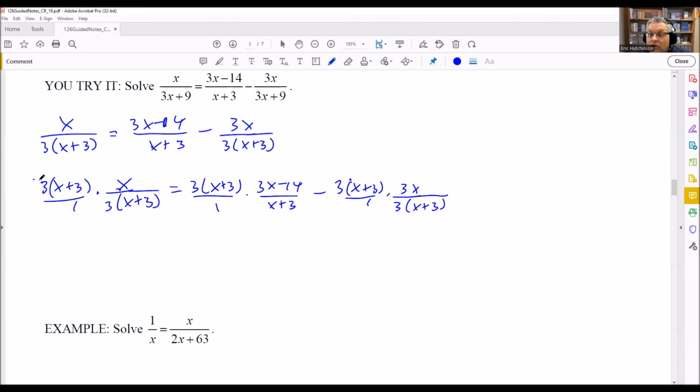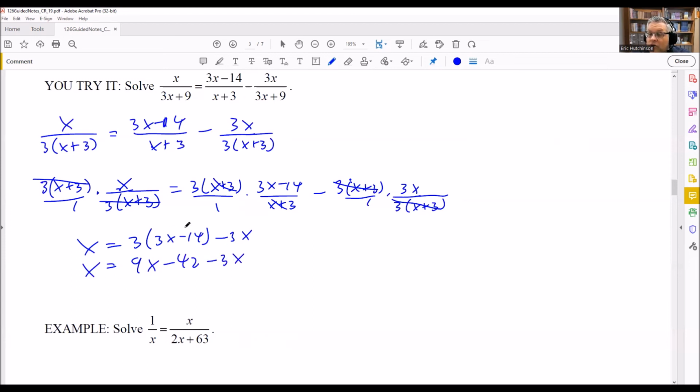And all the things that you need to cancel will cancel because you can visually see what you're going to cancel here. Like for instance, these are going to cancel here. The 3 times x plus 3, they also cancel out here as well. All we have left is an x. This one, x plus 3 will cancel, and you're going to have a 3 times 3x minus 14. Then you have minus 3x. We'll multiply by 3. We'll get 9x minus 42.